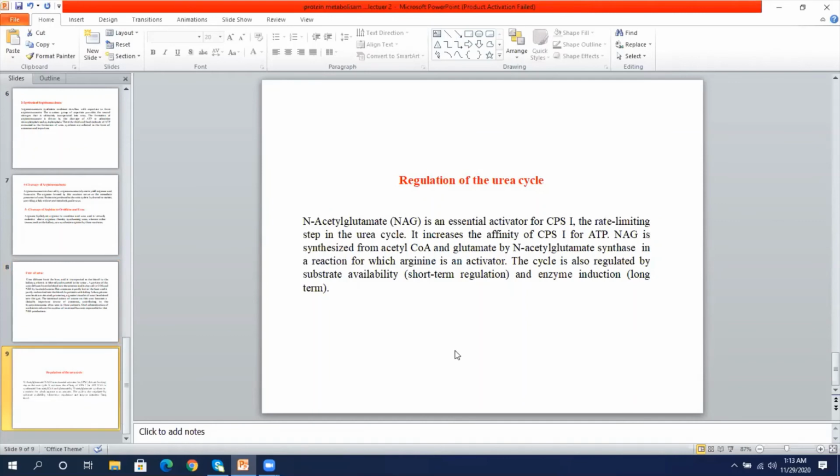Regulation of the urea cycle. N-acetylglutamate is an essential activator for the CPS1 enzyme, the rate limiting step in the urea cycle. It increases the affinity of the CPS1 enzyme for ATP. N-acetylglutamate is synthesized from acetyl coenzyme A and glutamate by N-acetylglutamate synthase, in a reaction for which arginine is an activator. The cycle is also regulated by substrate availability as short-term regulation and enzyme induction as long-term regulation.